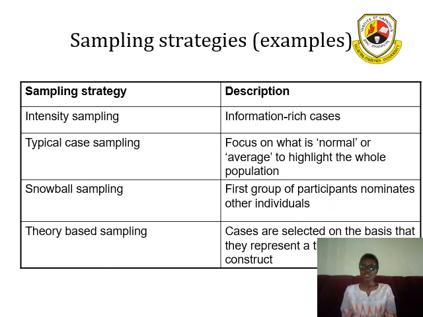Sampling strategies that are unique to qualitative research. First is intensity sampling. Remember, everything starts with what you want to research, what kind of data you want to research. Let us say you want to find out, to understand how universities are faring as far as e-learning is concerned.